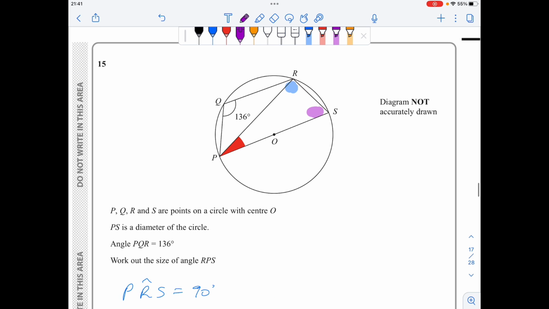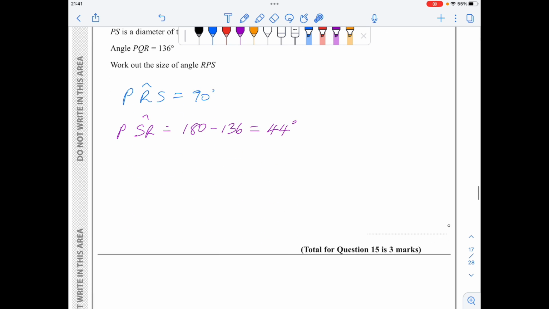And now I have a right angle triangle. I know two of the angles, so I'll use the fact that the sum of the angles in a triangle adds up to 180 to find the red angle. So RPS equals 180 minus 90 minus 44, which comes out to be 46, and that's the final answer.